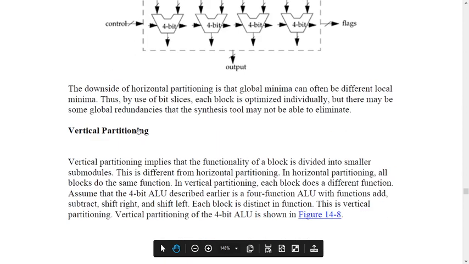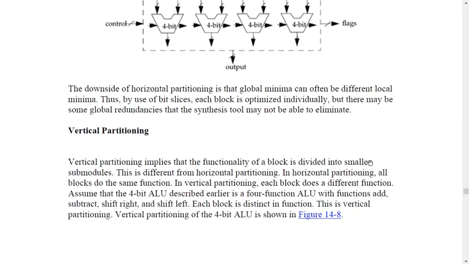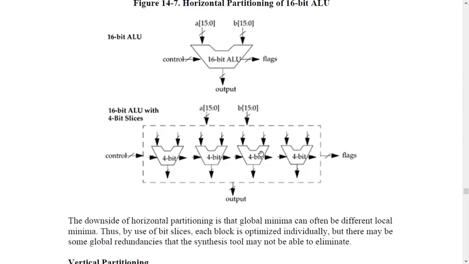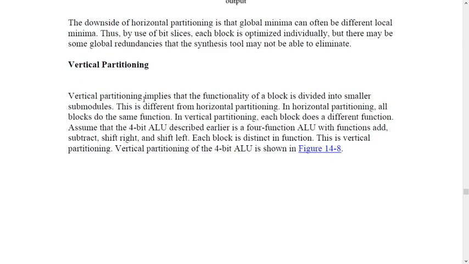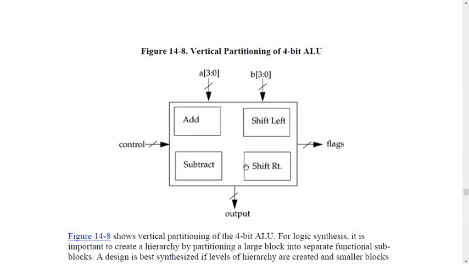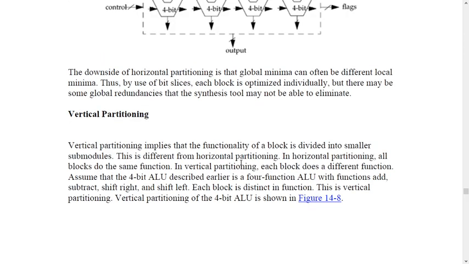So then we will have vertical partitioning. Vertical partitioning implies that the functionality of the block is divided into smaller submodules, whereas here the main application is divided into subblocks, and each subblock I will divide into smaller subblocks. So this is different from horizontal partitioning. In horizontal partitioning, all the blocks will do the same function, whereas in vertical partitioning, each block does a different function.